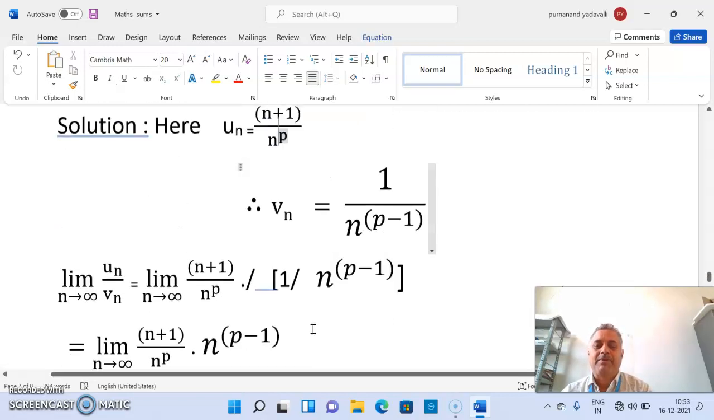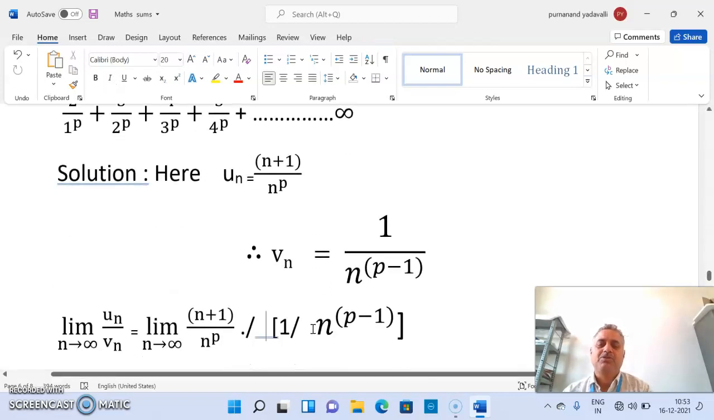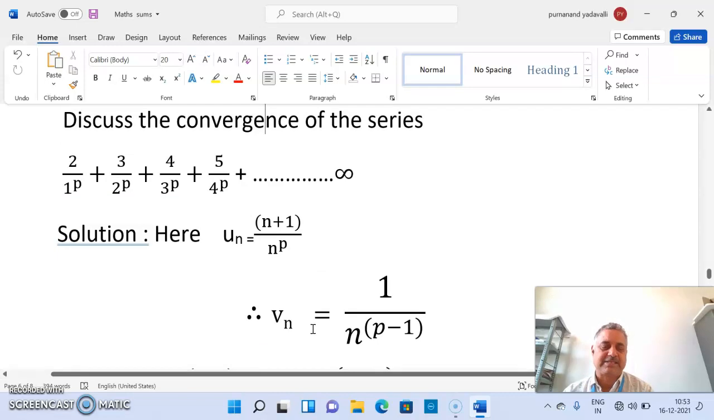So the given problem is 2 by 1 power p plus 3 by 2 power p plus 4 by 3 power p plus 5 by 4 power p and so on. First we consider the nth term in the series. It is of the form n plus 1 by n power p. We take this as un.